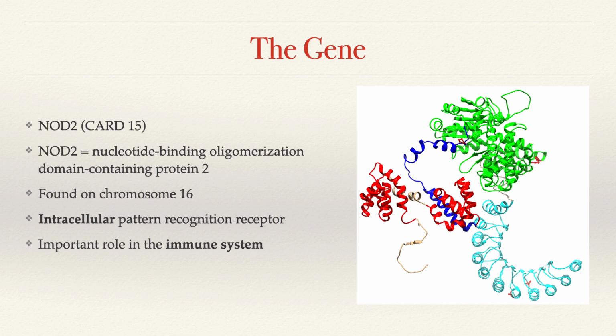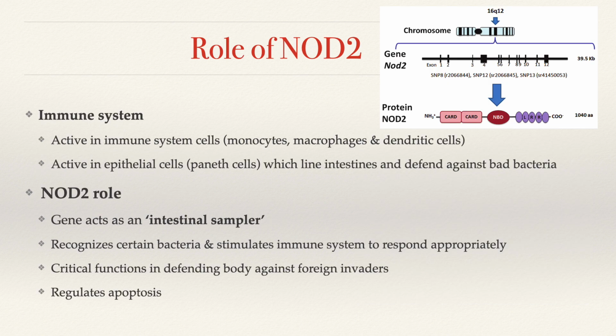It is found on chromosome 16, and it is an intracellular protein that plays an important role in the immune system. So NOD2 protein is active in immune system cells. These are cells like macrophages, monocytes, and dendritic cells. As we know, these types of cells protect the body against foreign invaders like bacteria or viruses. And additionally, it is found in different types of epithelial cells.